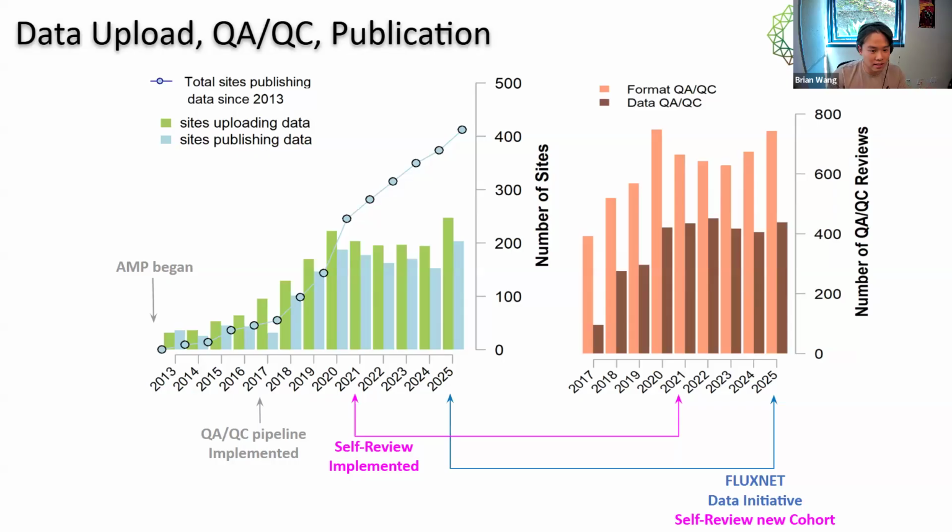And the self-review process was implemented in 2021, and 33 teams from 146 sites have participated thus far. And after 2022, roughly 50% of the data QAQC we received are through self-review. And if you look over at 2025, we're only in August of this year, but we received a surge of uploads that is equivalent to annual numbers from past years due to the FluxNet 2025 data initiative. So this is one of the reasons why we're expanding this self-review cohort. And so thank you all for volunteering in this effort.